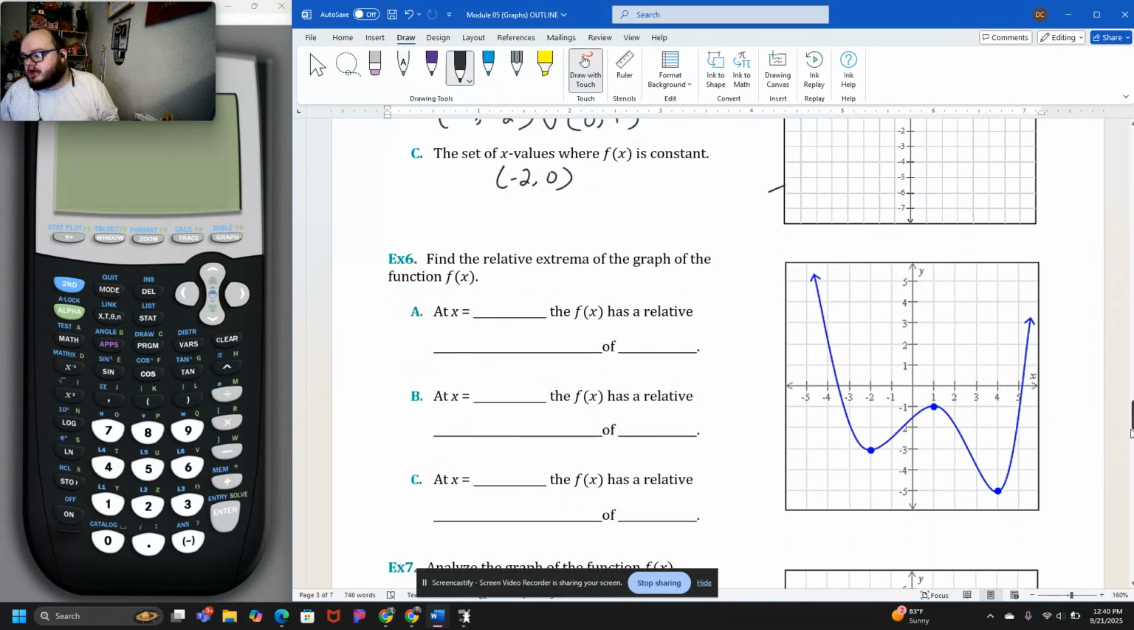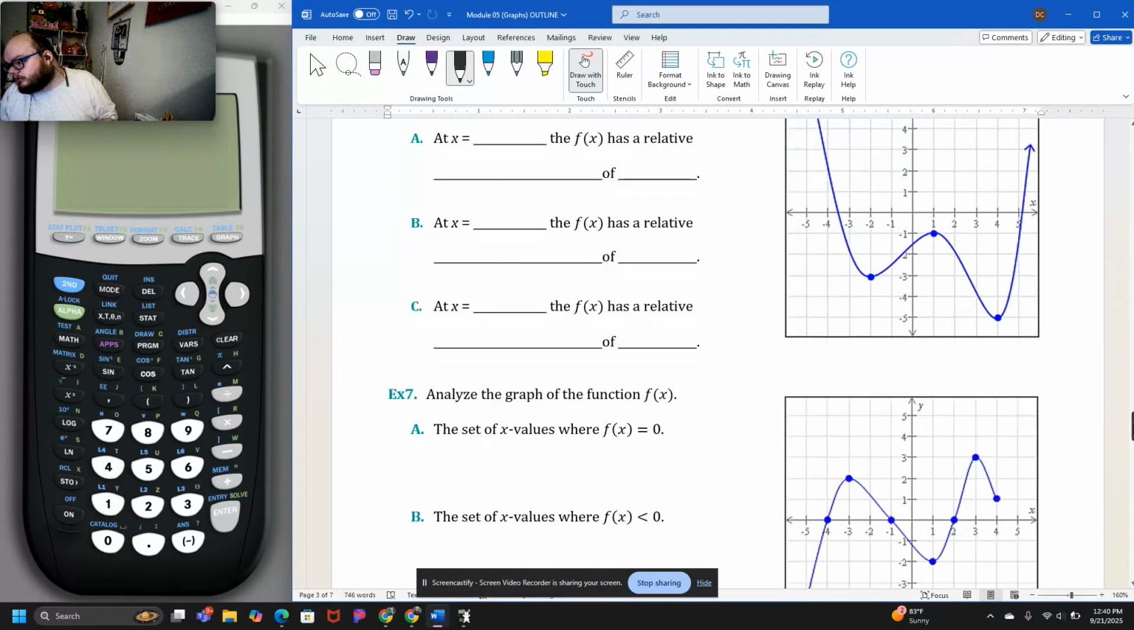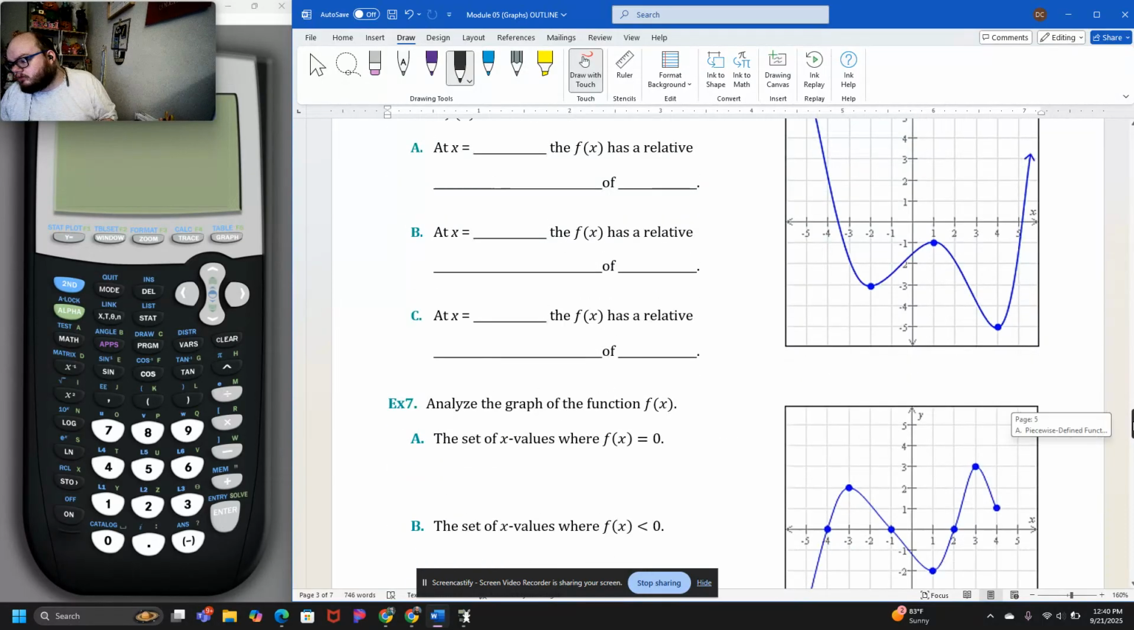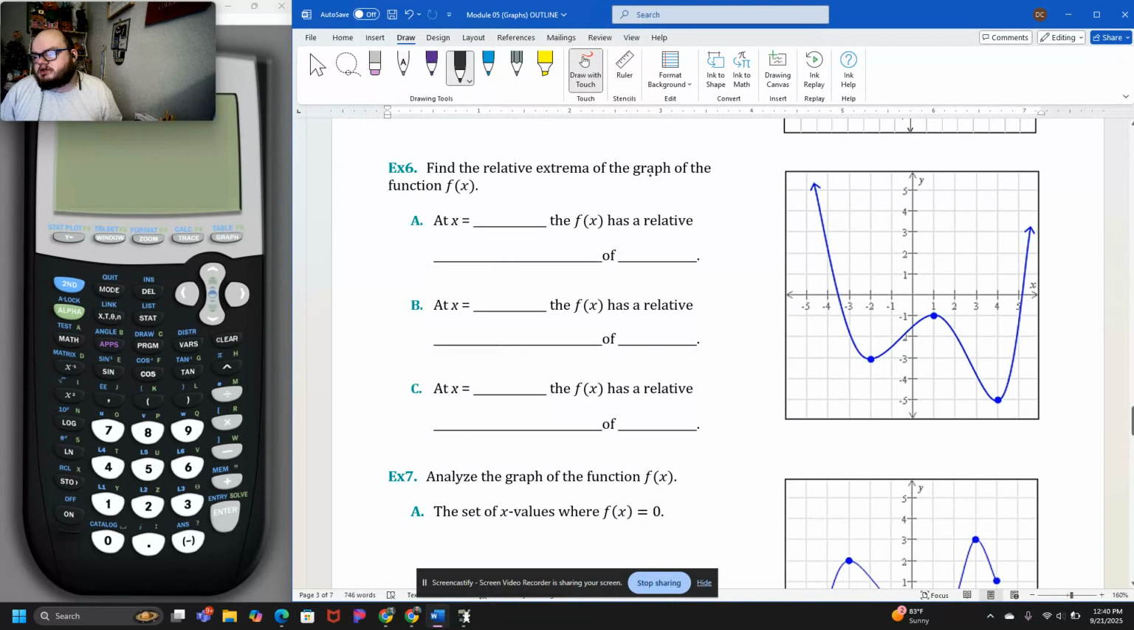Okay. Now finding the relative extrema of the graph. There we go. At x equals -2, the function f of x has a relative what? That's a minimum, right? Because it's a lower point. How do you know that's a minimum? Because it's not up here in the ceiling, so it's got to be a minimum, and where are we at? -3 when that happens.